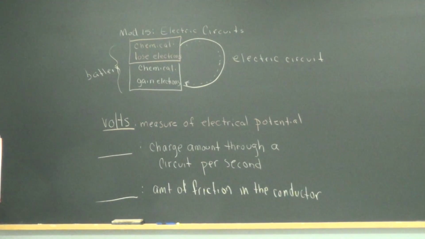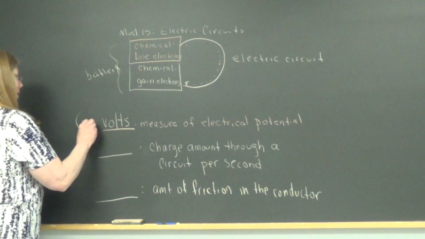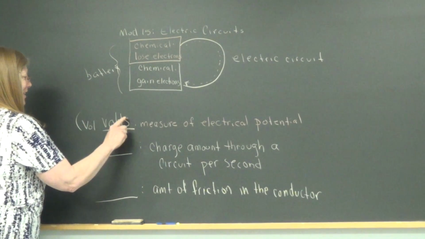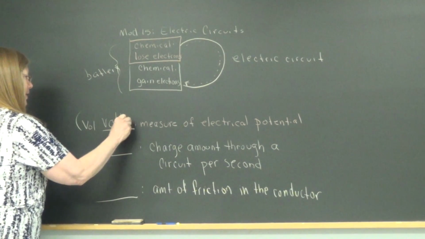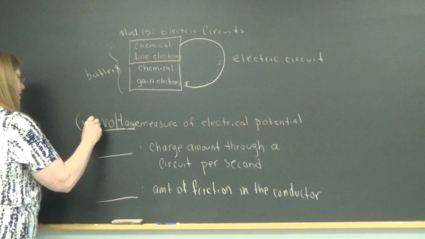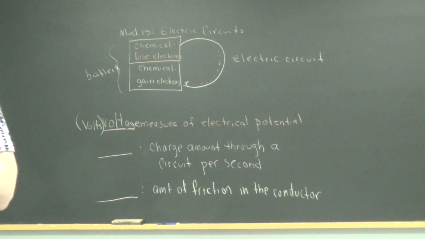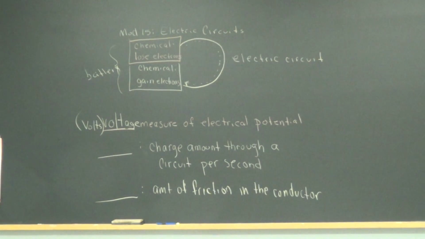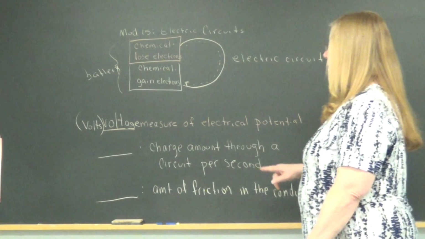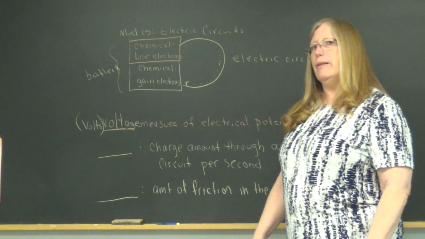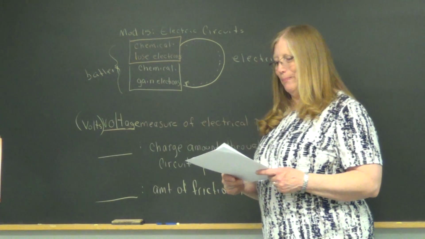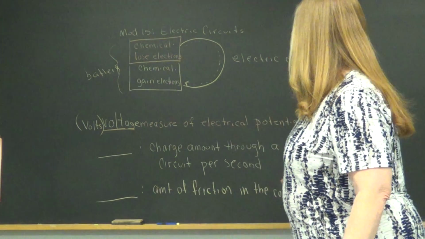The unit for voltage is the volt. We use the V to indicate that. So the more voltage means there's more current flow and more kinetic energy, which we use for more work. So usually more voltage is a good thing. So now let's talk about the next one.